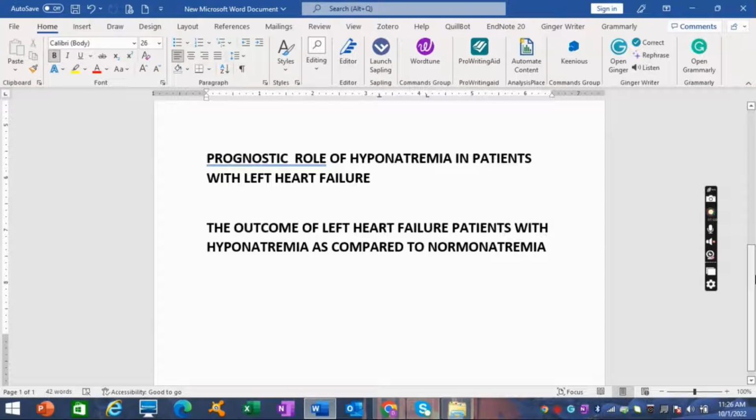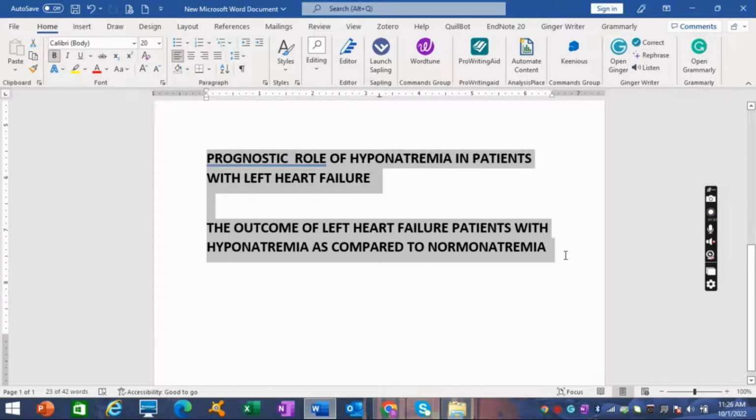Now look at these two research topics. I have made these two research topics our title of research project. It could be your research article, it could be your topic of synopsis, research protocol, or it could be a topic of clinical trial. So I have given two research topics I have made by following this PICO concept.